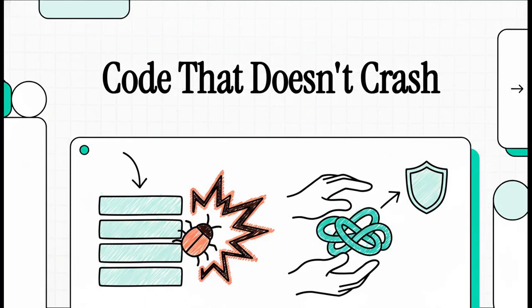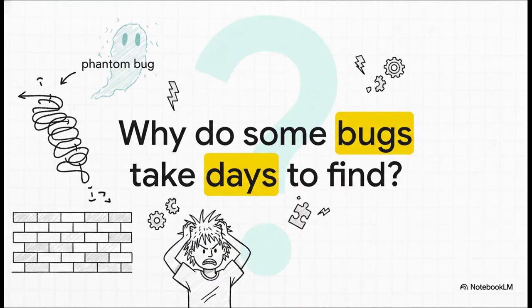If you've ever written software, you know the feeling. Your code works perfectly until it doesn't. A bug pops up and crashes the whole thing. Well, learning to handle those inevitable errors, those exceptions, that's really what separates good code from great, professional, and truly solid software.